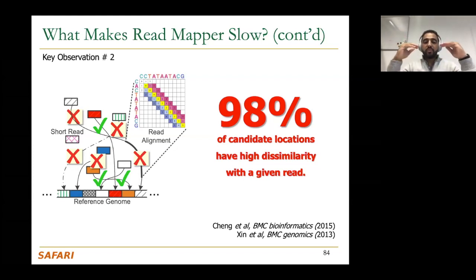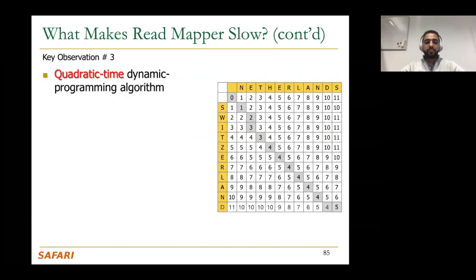Although we perform the computation, we build the entire table for the dynamic programming, at the end they are dissimilar. So we need to ignore them. They are useless. We cannot draw any conclusion for these two pairs of strings. And only 2% of the comparisons we did are useful. Now, the third observation: yeah, we are using a quadratic time dynamic programming algorithm, but why are we using it if it is really expensive?